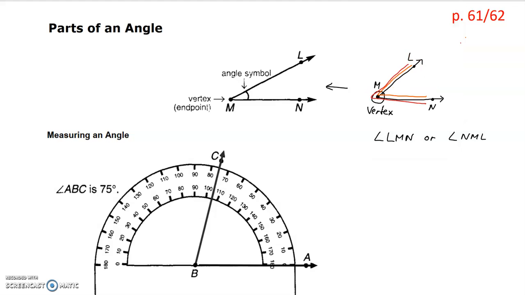Both of those are perfect. One is not better than the other. And we use this little angle symbol before we identify the points. So you can use that angle symbol when you're writing angles.